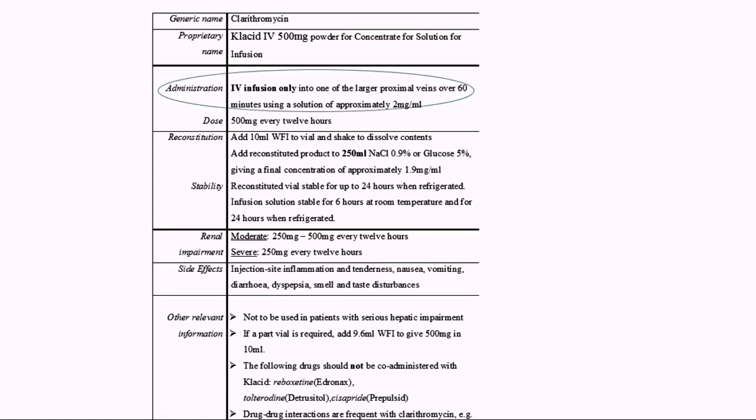how the drug is reconstituted and administered. So in the case of clarithromycin, the important point here is that clarithromycin cannot be given as an IV push. It must be given by an IV infusion into one of the larger proximal veins over 60 minutes. We start by reconstituting it using 10 mils of water for injection, and then we add the reconstituted product to 250 mils of 0.9% sodium chloride or glucose.